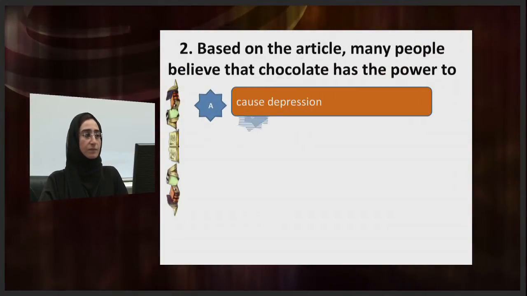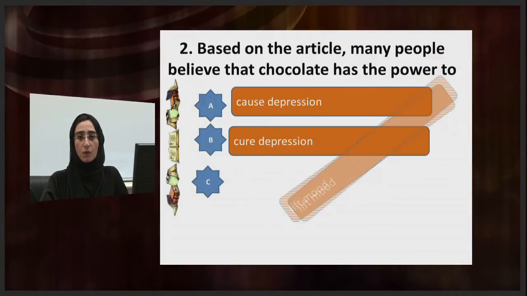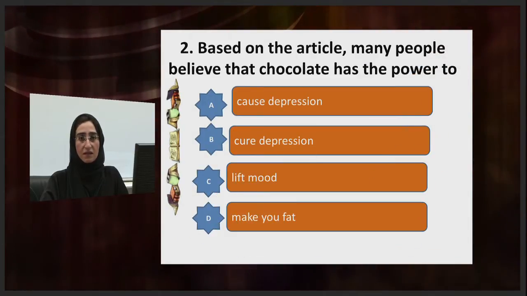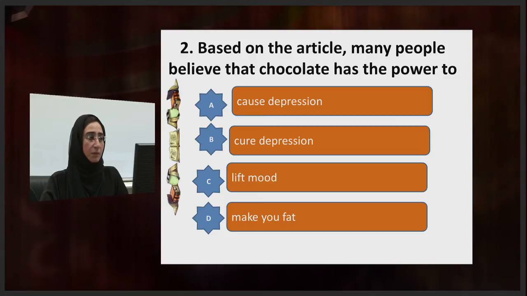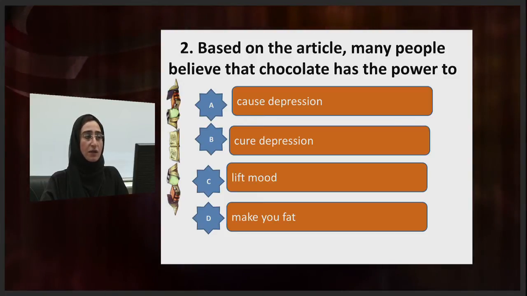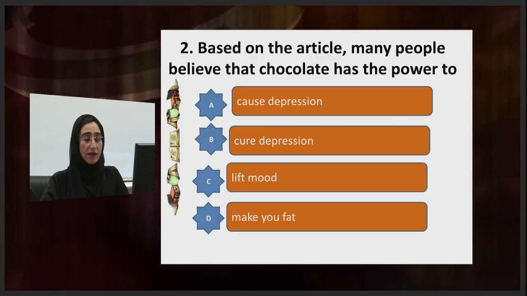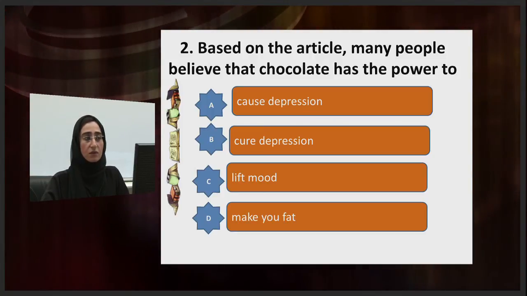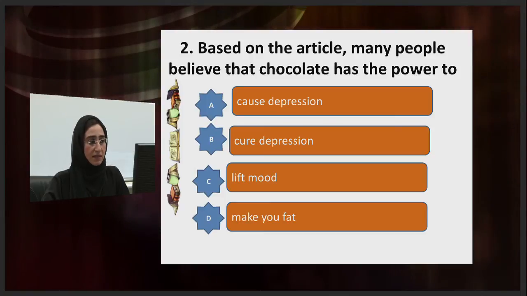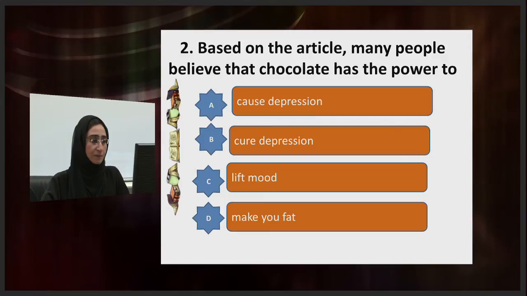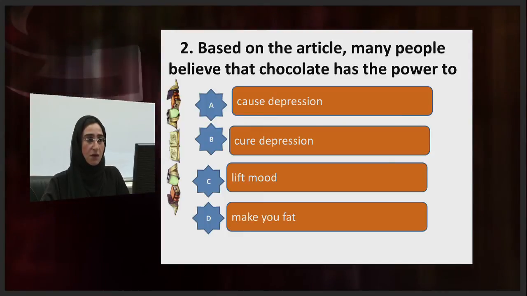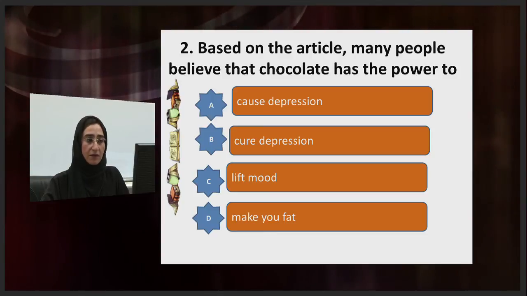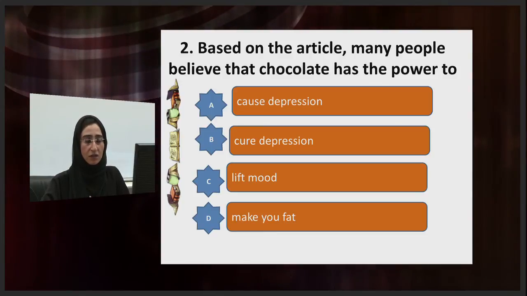The second question. Here it is more details, that means specific details. We're dealing with specific details. Based on the article, many people believe that chocolate has the power to. So we have the word power. This is a key that we can use to find out the answer. What is the right answer? Is it A, cause depression, B, cure depression, C, lift mood, D, make you fat? So we need to find out, what do people believe about chocolate?